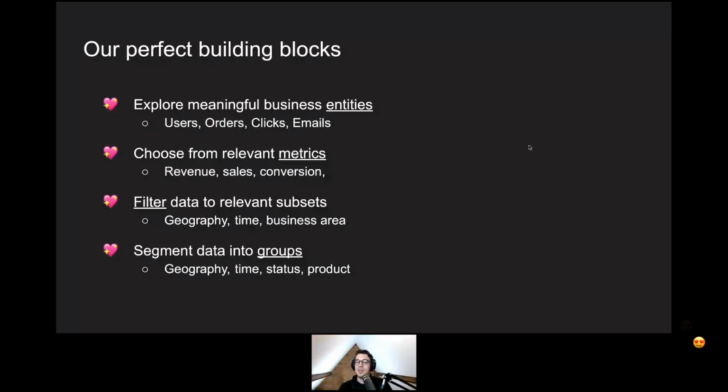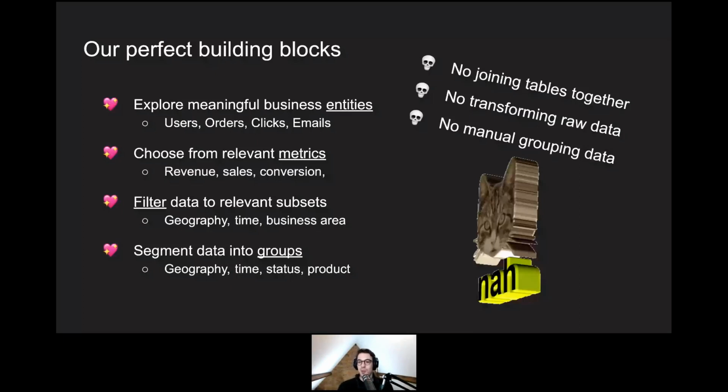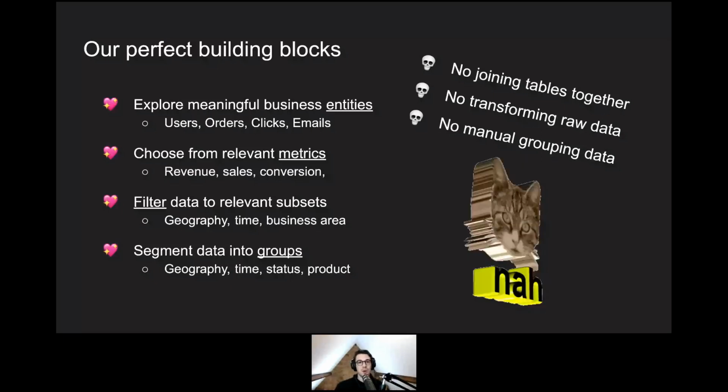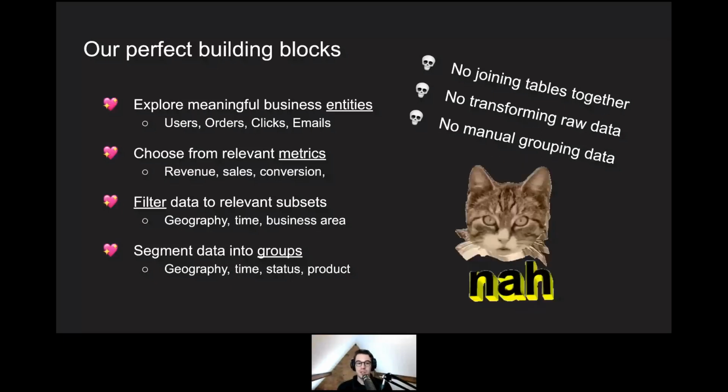And then from those entities, you probably want to choose a bunch of relevant metrics. So if it's orders, it's like show me total orders. Maybe I want to split that by geography or filter the data to my relevant business area. This is just the right amount of flexibility I found for consumers around the business. What we don't want to force people to do is join tables together, play with raw data and JSON columns, and definitely not grouping data together, right? So no raw SQL, but querying these would be perfect.